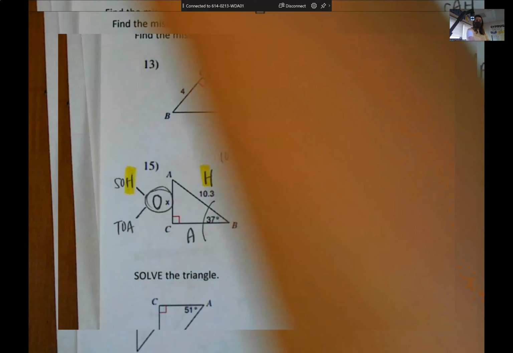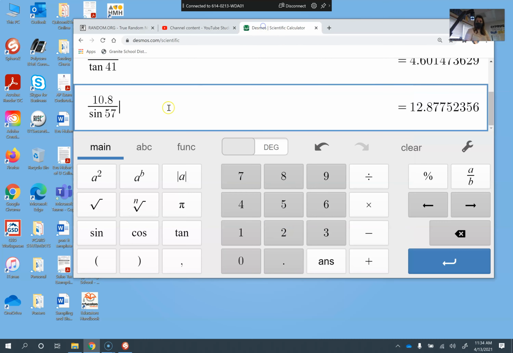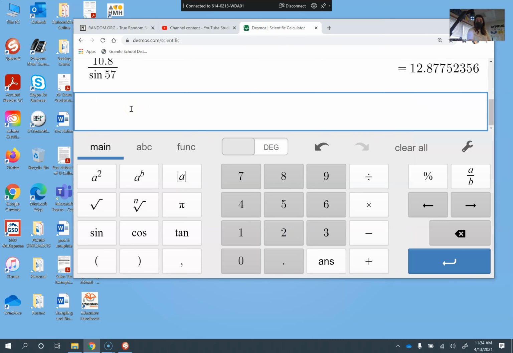So we go over to Desmos, and we type in 10.3 sin 37. And that gives us a side length of 6.20. We got around 6.19 up to 6.20.